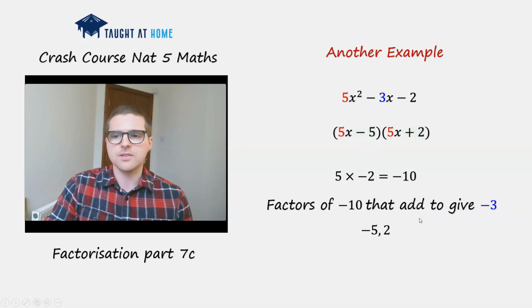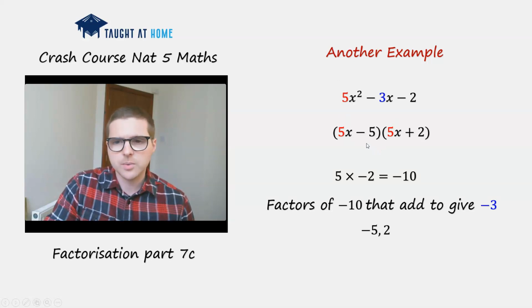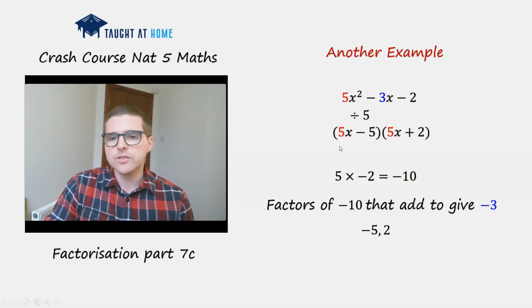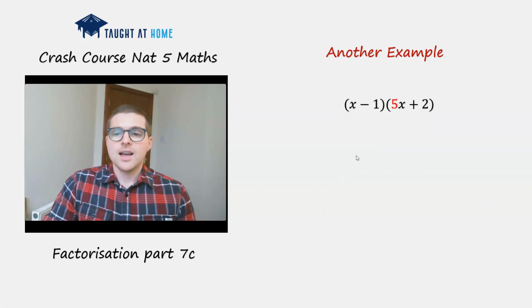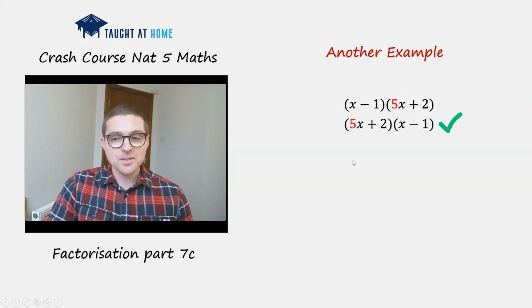So we've got minus 5 and positive 2. Now again, we want 5x squared, but when we multiply 5x and 5x, we're getting 25x squared. So we need to divide one of these by 5. This first bracket here divides nicely by 5, and what we're left with is x minus 1 and 5x plus 2. And that could be rewritten as 5x plus 2 and x minus 1. And that is how we do it.